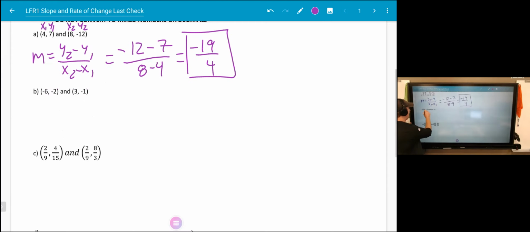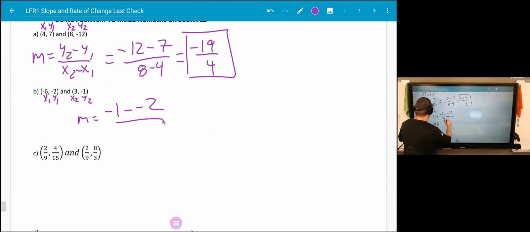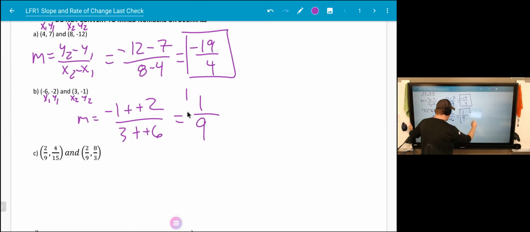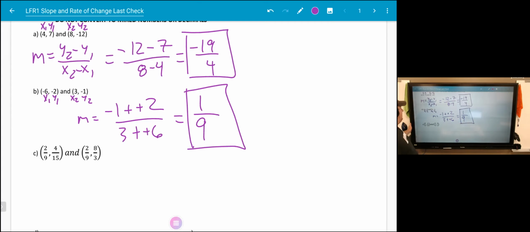Again, x1, y1, x2, y2. M equals negative 1 minus negative 2 divided by 3 minus negative 6. Negative 1 plus 2 is 1. 3 plus a positive 6 is 9. And you're done.